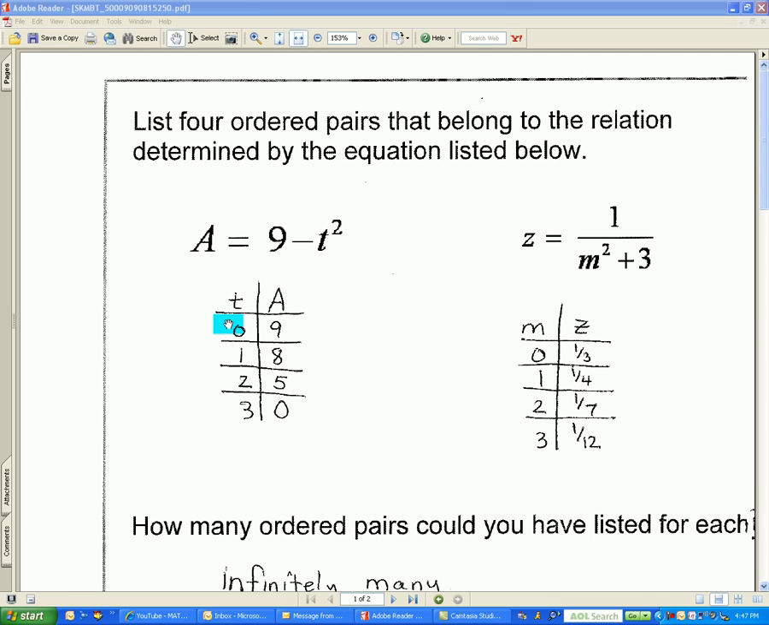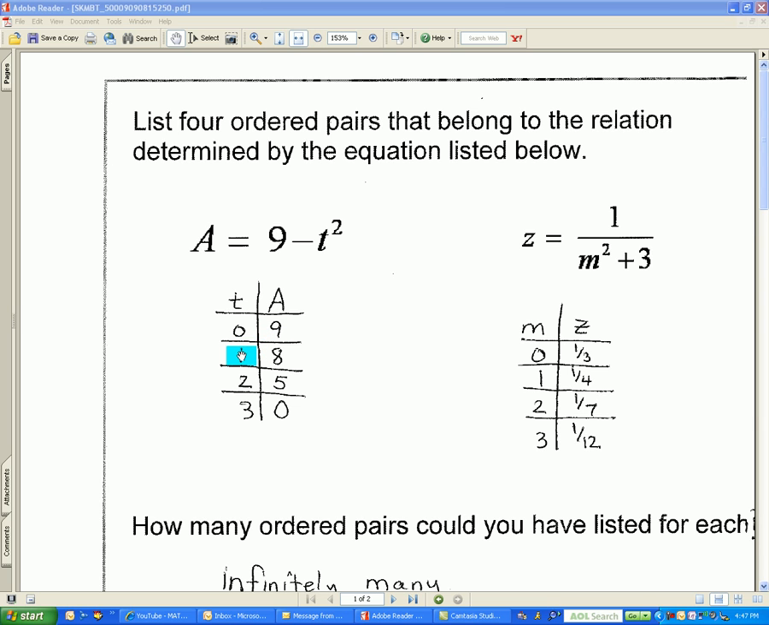Now, since T is the input, I need to make up values for T. So I've chosen, it gave me carte blanche here. I've chosen the numbers 0, 1, 2, and 3 simply because those are very easy to work with. Let's start with 0. If I replace t with 0, 9 minus 0 squared becomes 9. So my first ordered pair would be 0, 9.